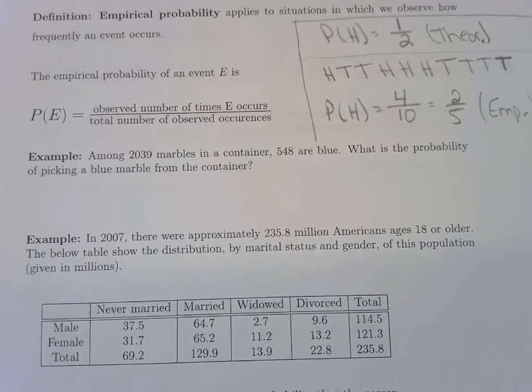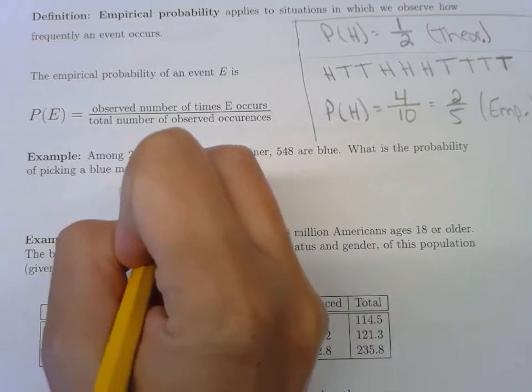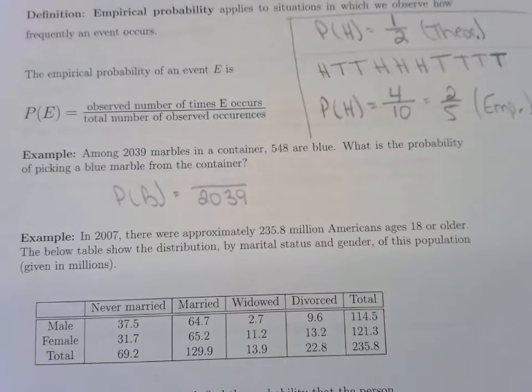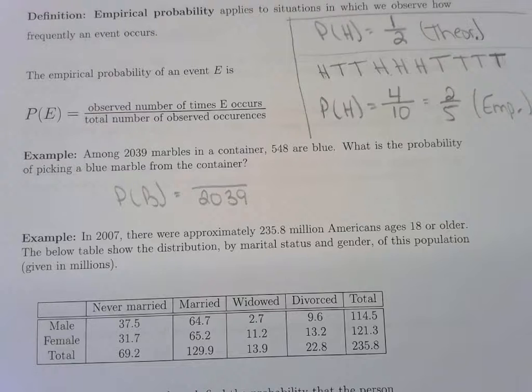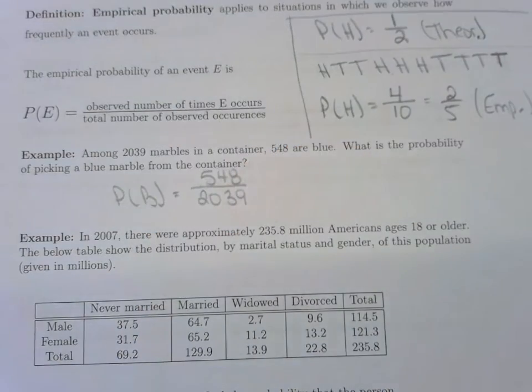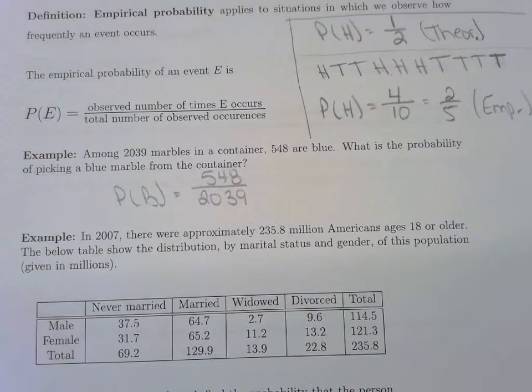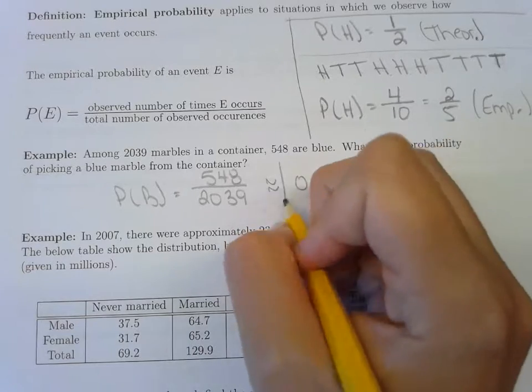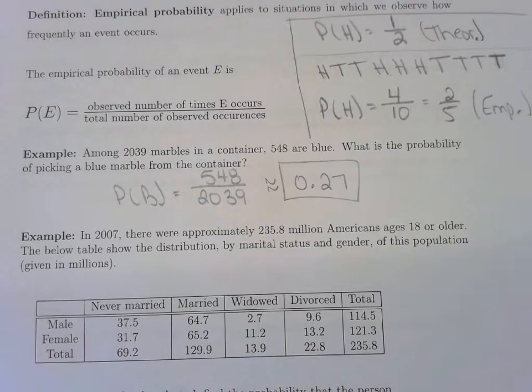Example: among 2,039 marbles in a container, 548 are blue. What is the probability of picking a blue marble from the container? We want the probability of blue. Total marbles, there's 2,039, so that's going to be our denominator. That's how many marbles we have. And then the probability of it being blue would be however many are blue, so 548. As a decimal, let's go ahead and divide that out, just because I'm not really sure if this number is large or small. It's approximately 0.27. So about a 27% chance you would pick a blue marble.